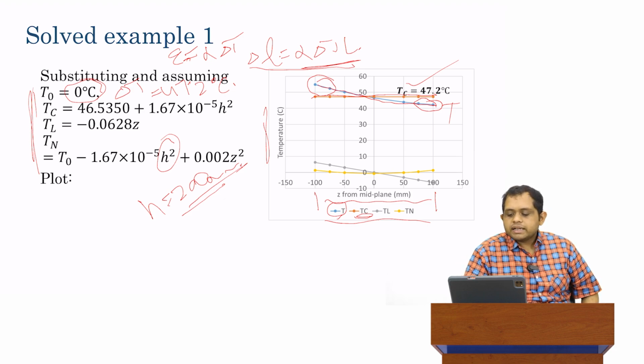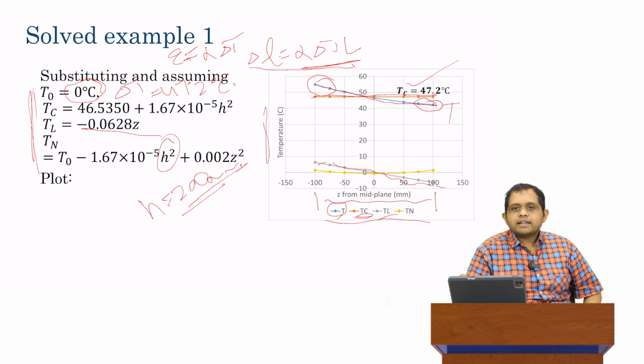Now, the third line here is TL. That's what I've shown in gray over here. It's a straight line, as you would expect, because it's basically just a function of Z. So it's a straight line, and this is what we have plotted over here. You will notice that in terms of magnitude of T, it's actually really, really small. A vast majority of the temperature effect is actually just going into this TC. It's a relatively smaller amount which is going into TL.